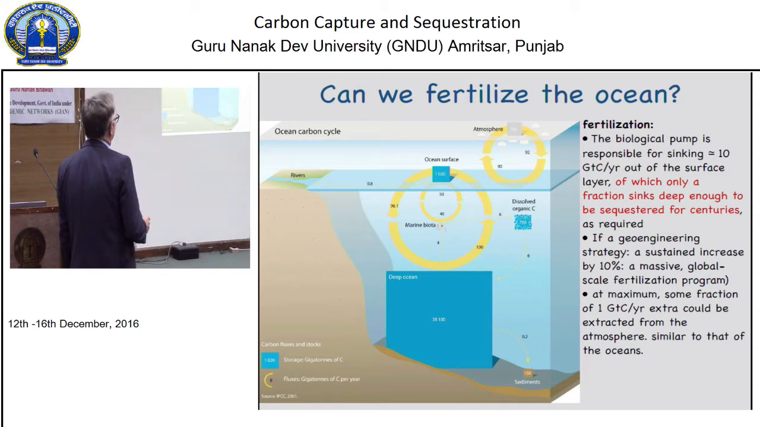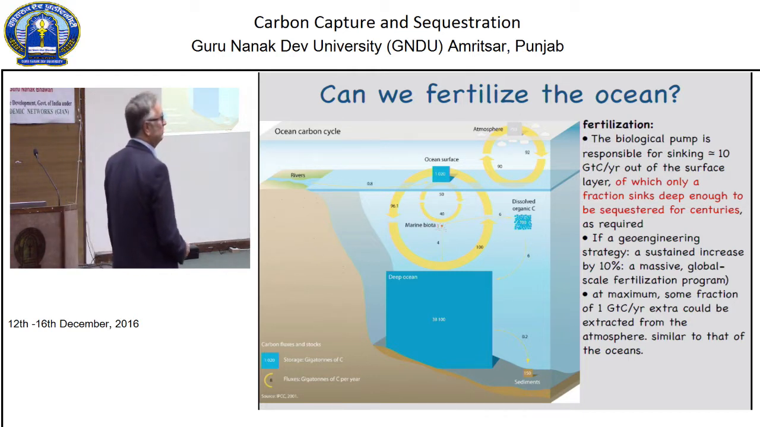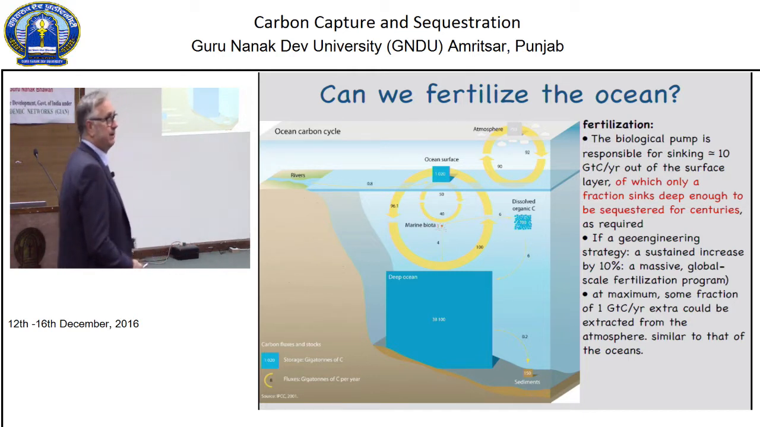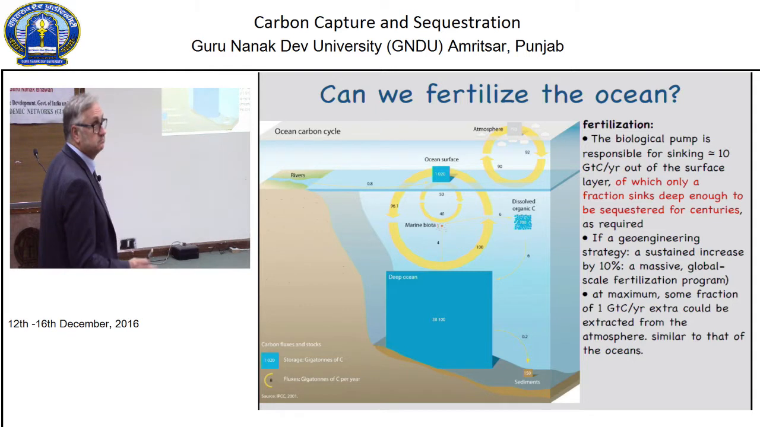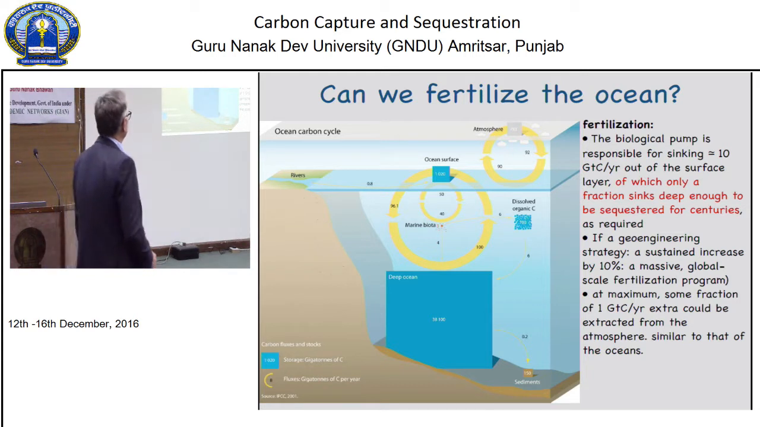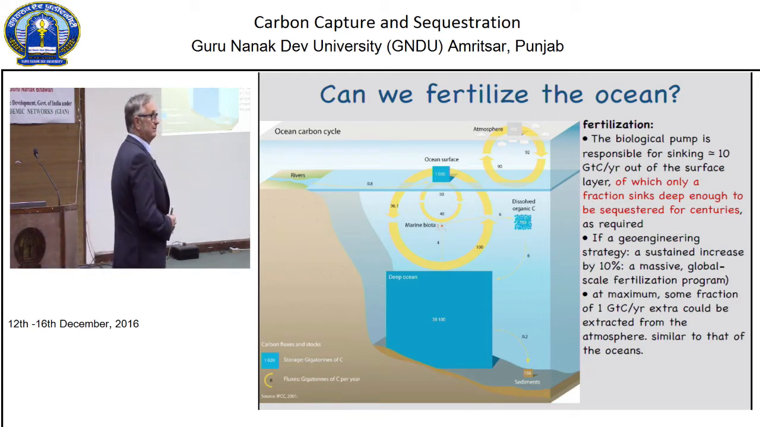centuries. And so if we're going to do this, then we also need to build a lot of pipes to move a lot of the water around so that we can get these degraded materials down to the ocean floor. And so this would be a massive global scale fertilization and piping problem in order to move these around. And at maximum, maybe some fraction on the order of a gigaton per year could be extracted from the atmosphere. And it's really hard to imagine accomplishing this.